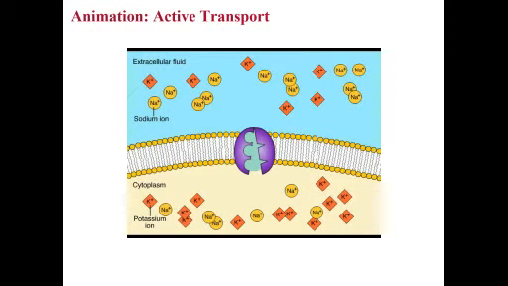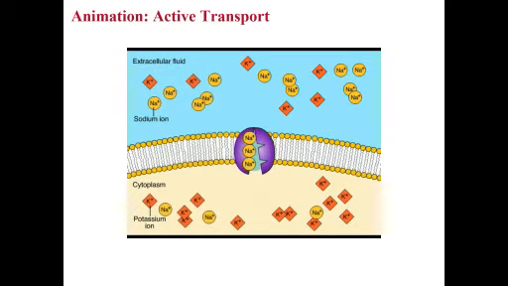Alright, so this is a short animation on the sodium-potassium pump as an example of active transport processes. Sometimes a cell needs to move a solute against its concentration gradient. This process is called active transport, and it requires input of energy from ATP.